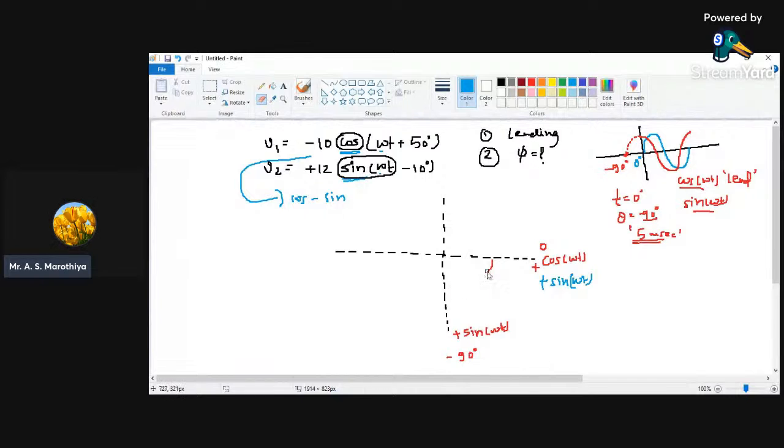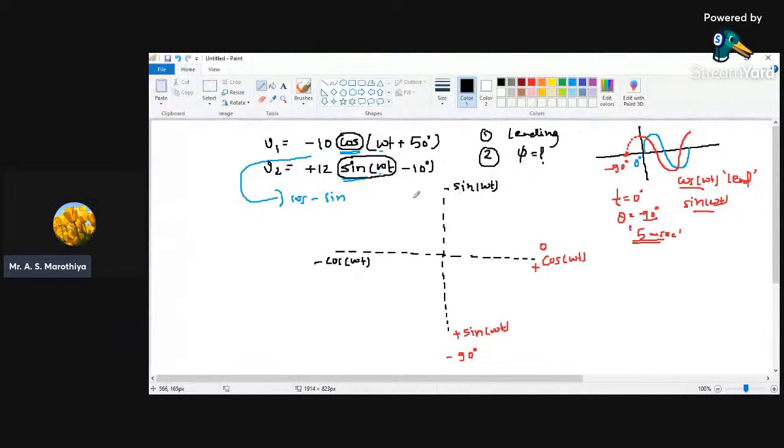So on the x-axis I have taken plus cos omega t as a reference, and then on the y-axis plus sine omega t as a reference. So this is plus cos omega t. So here we need to take minus cos omega t, a 180 degree exact phase shift. If this is plus sine omega t, this is going to be minus sine of omega t.